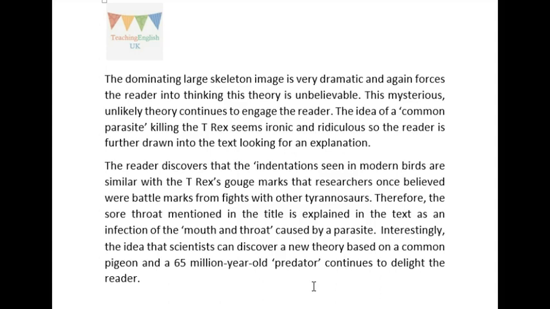Therefore, the sore throat mentioned in the title is explained in the text as an infection of the mouth and throat caused by a parasite. Interestingly, the idea that scientists can discover a new theory based on a common pigeon and a 65-million-year-old predator, and again you've got predator in speech marks, continues to delight the reader, and therefore we've got the impact on the reader. Thank you.